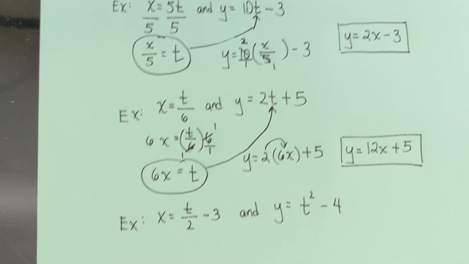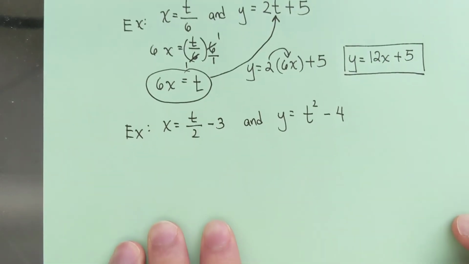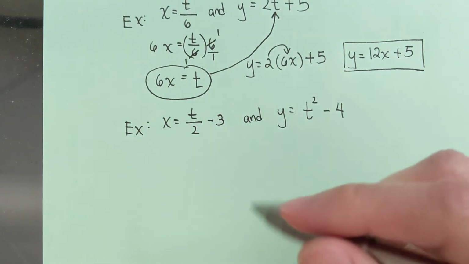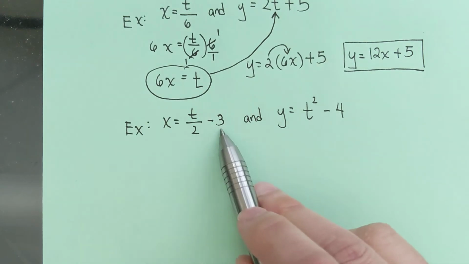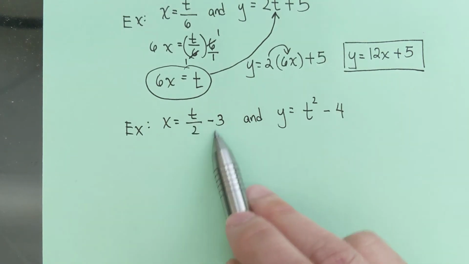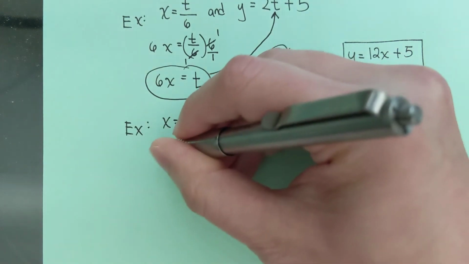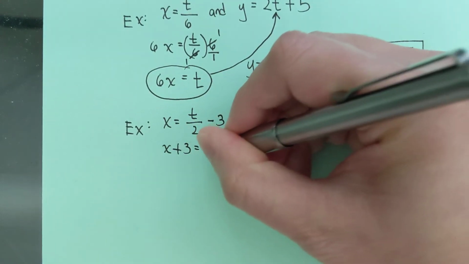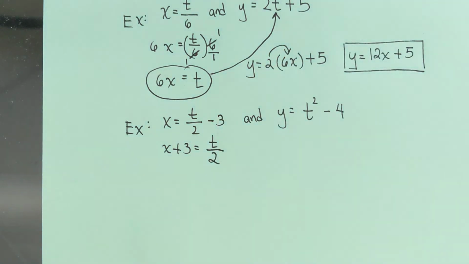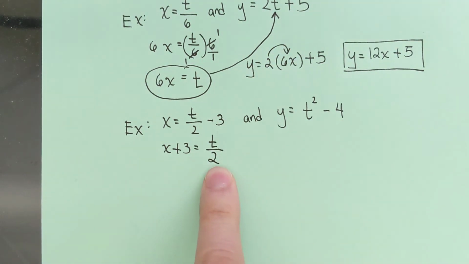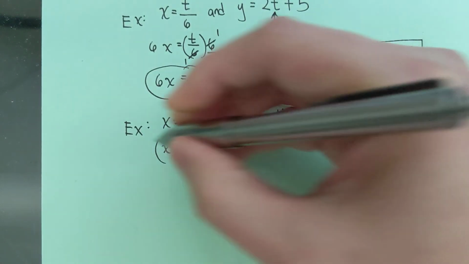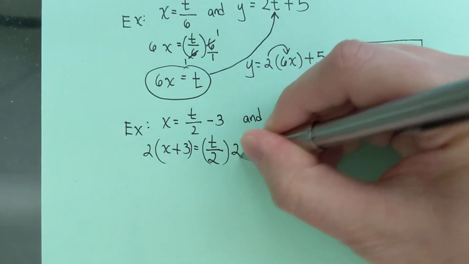It can be a little bit more complicated. This one right here is a more complicated parametric equation in the third example. So the first thing we have to do is add 3 to get t by itself. We have to add 3 to the left side. And we still have to get rid of divide by 2. So we are going to multiply by 2 on both sides.